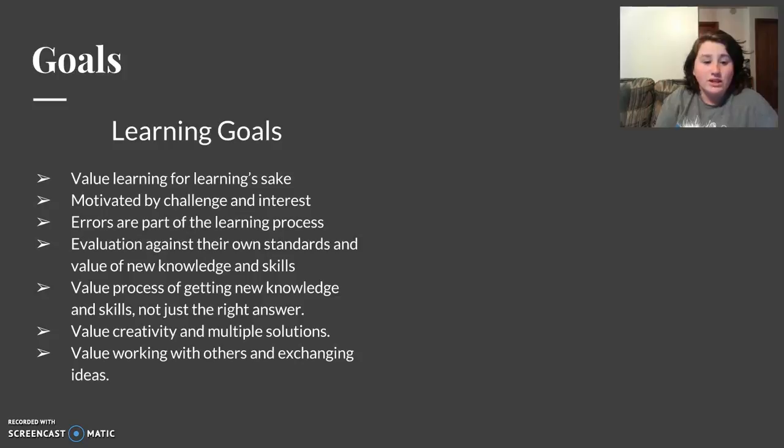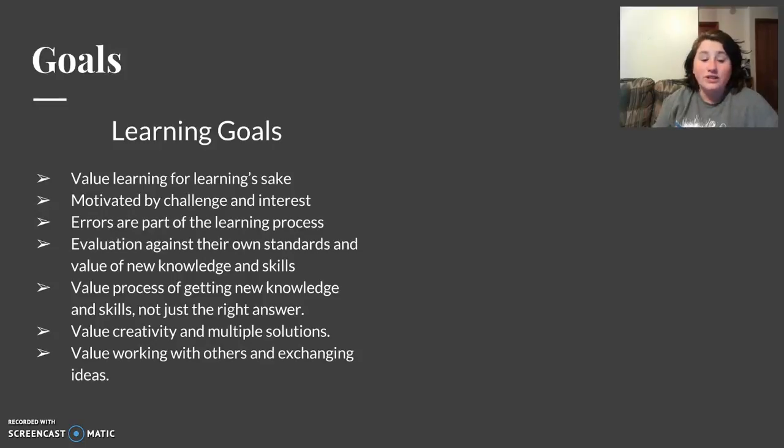Evaluation against their own standards and value of new knowledge and skills. So they know what they know, and they try to learn new things. They value the process of getting new knowledge and skills, not just the right answer. So they do want to try their best, but they're not necessarily looking just for the outcome of the right answer. They're also in it to learn new things.